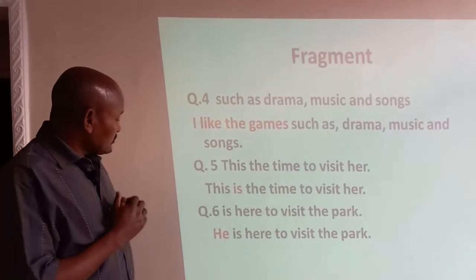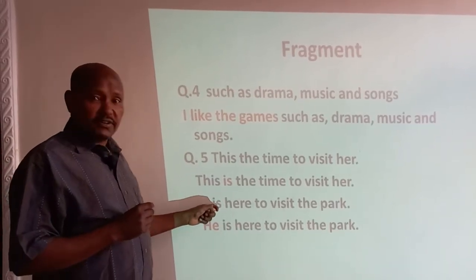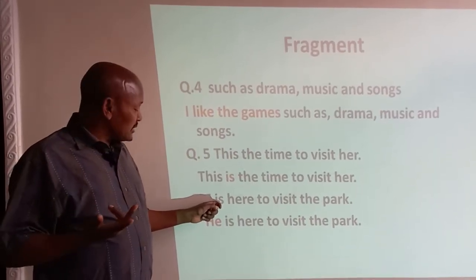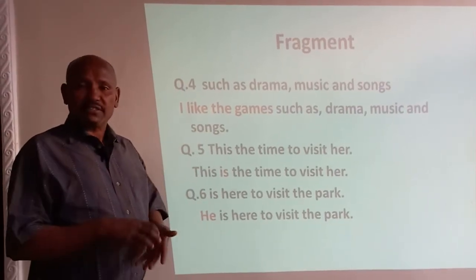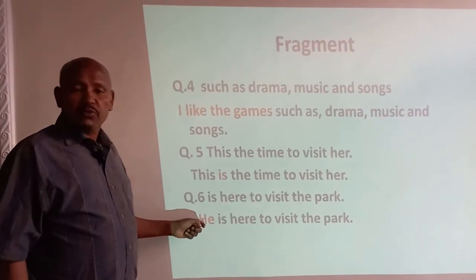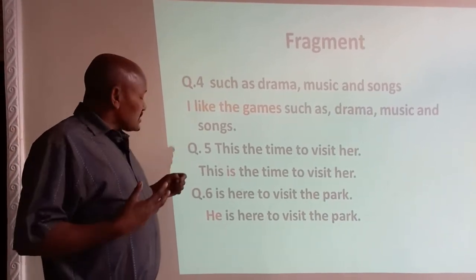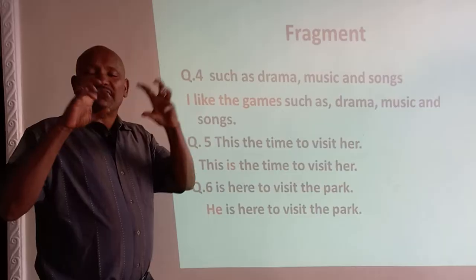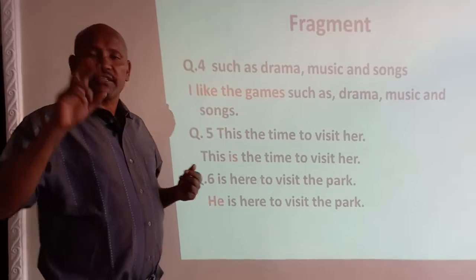Question number 6. Is here to visit the park? This kind of sentence begins with a verb. Is it meaningful if a sentence begins with this kind of verb? No. Is it possible to start a sentence with such a structure? No. So this is a fragment. It lacks a subject. So: he is here to visit the park. She is here to visit the park. It is here to visit the park. So this is meaningful. These six examples show fragments. Fragments miss some part of the sentence, which makes them a kind of sentence error.